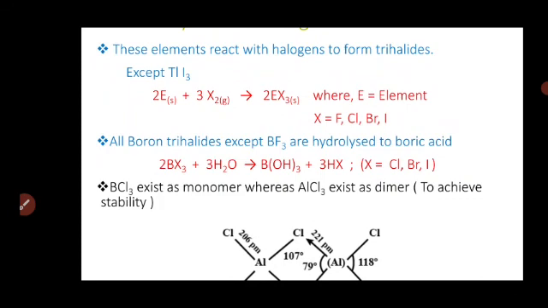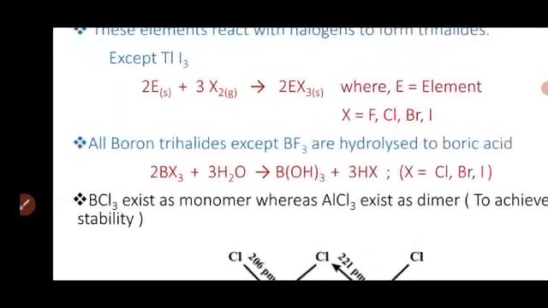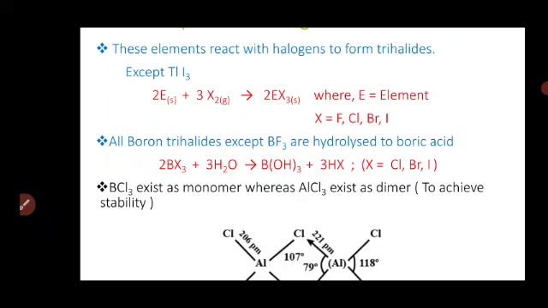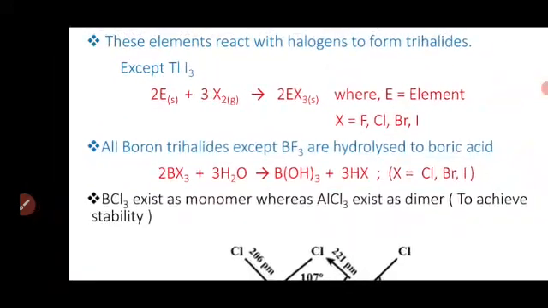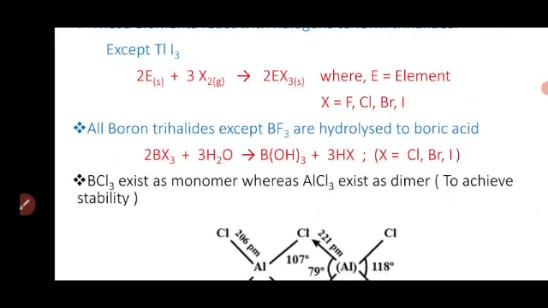The exception is TlI3, that is thallium triiodide, which cannot be formed. Okay. So TlI3 is an exception. Otherwise, we can use the general equation to form the trihalides. Now, all boron trihalides except BF3 are hydrolyzed to boric acid. This we have already seen in the last slide. That is, the compounds in trivalent state are easily hydrolyzed.